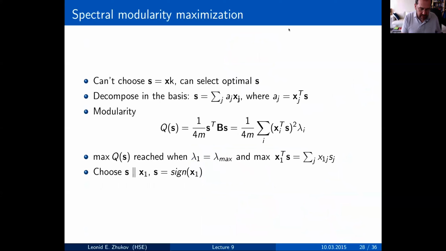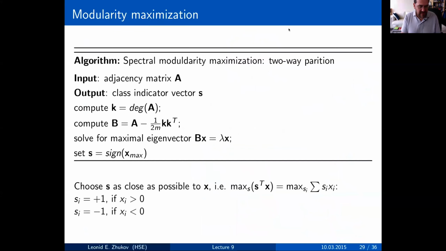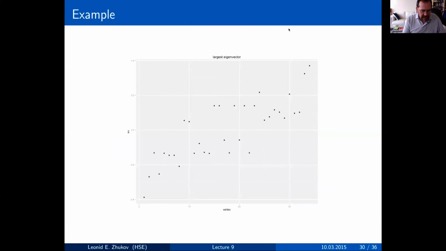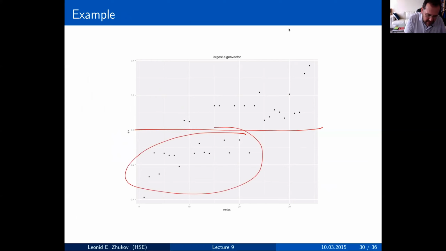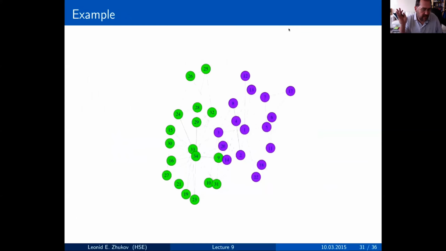Pretty much, well, I'm going to skip this. The algorithm is exactly the same. Take the adjacency matrix, the class indicator vector, compute k, compute B. But now we're solving an eigenvalue problem looking for the maximum eigenvalue and its eigenvector, and assign s as a sign value. This is the largest eigenvector computed based on that matrix. Again, the idea would be, all right, here is a split. This is one class, this is another class. Color them. So pretty much we got exactly the same split.